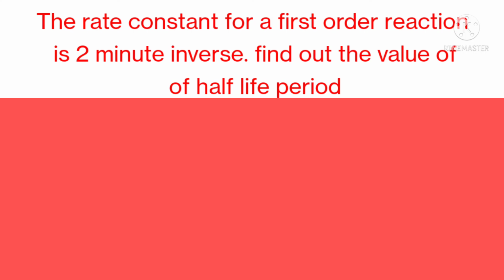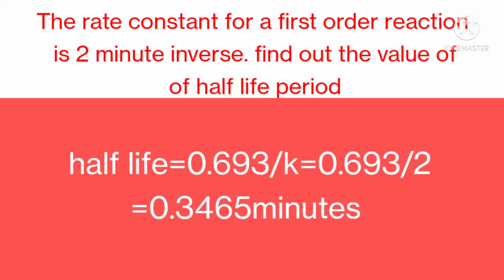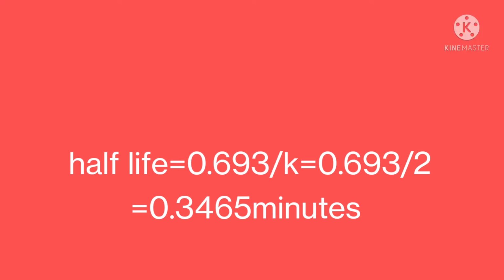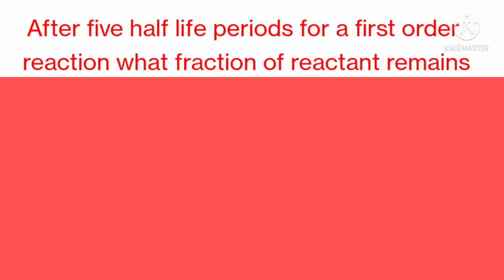The rate constant for a first order reaction is 2 minute inverse. Find out the value of its half-life period. Half-life is equal to 0.693 upon K, as K is 2 minute inverse, so it is 0.693 upon 2 is equal to 0.3465 minutes.